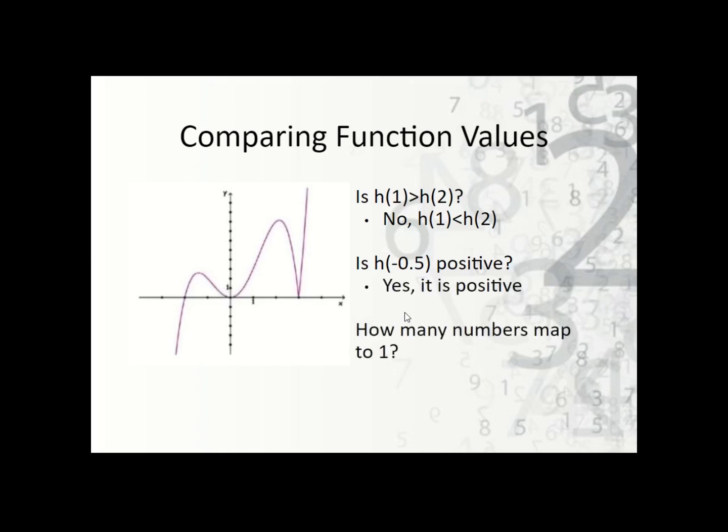Now, how many numbers map to 1? Well, remember when we say map to 1, that means that y is 1, so there's 1, 2 values there. There's 3, 4, 5 values that map to 1. So there are 5 numbers that map to 1. These are the types of questions that you could see on your assignment today.